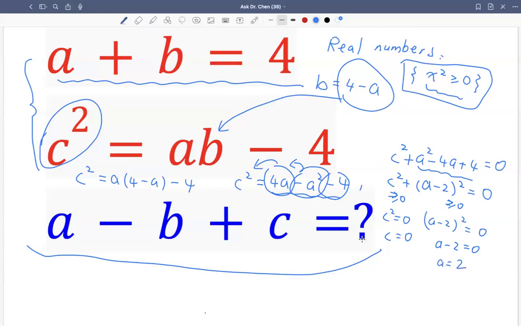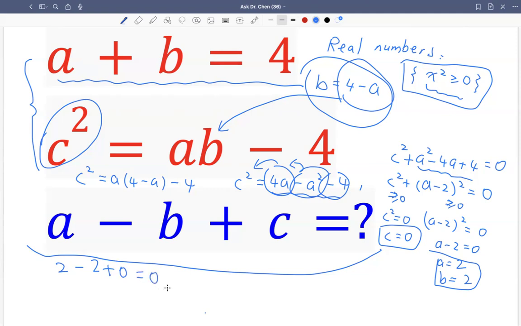Right? So if a equals 2, b is 4 minus 2, so b is also 2. So we have a solution for a, b, c. Here we have a, which is 2, minus b, b is 2, plus c, c is 0. 2 minus 2 is 0, 0 plus 0 is 0. So a minus b plus c equals 0. So that's how we use the property of real numbers to solve these kinds of questions.